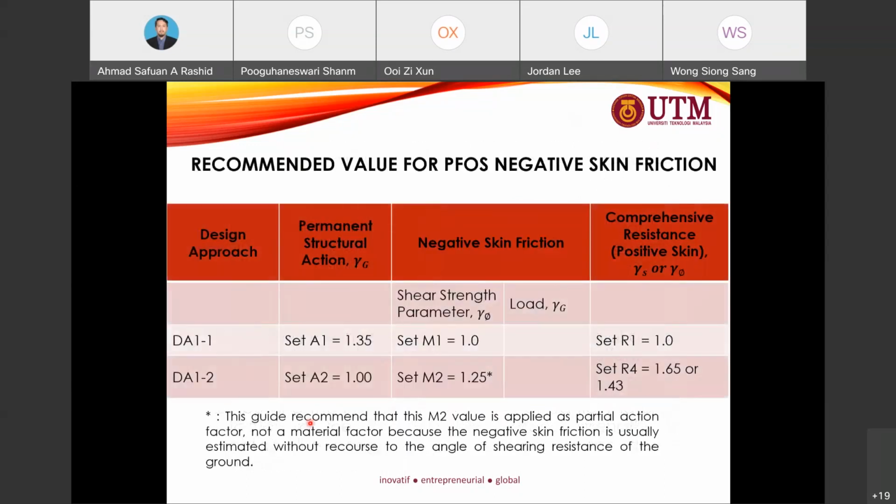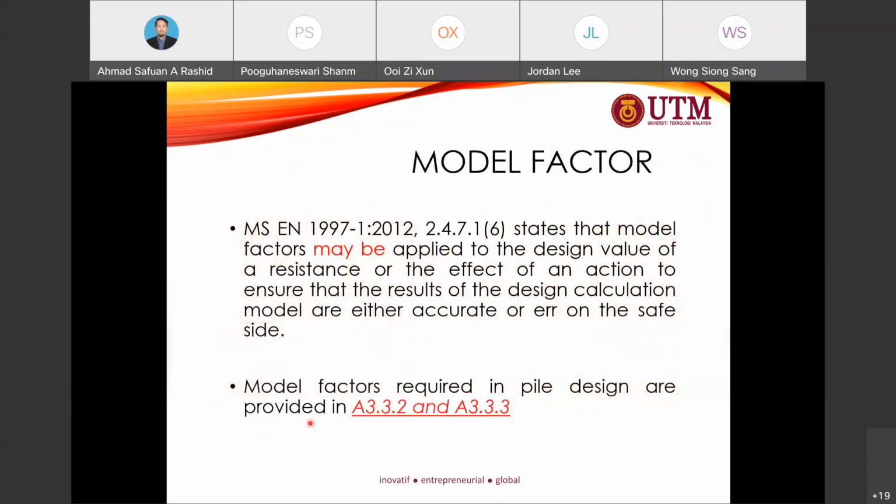So the recommended values for partial factors of safety for negative skin friction are on the negative friction for the pile design. So again we will not discuss it in the example, just for general information only. Then we have a model factor. This model factor is normally used in pile design. We may look at it later on in the example.